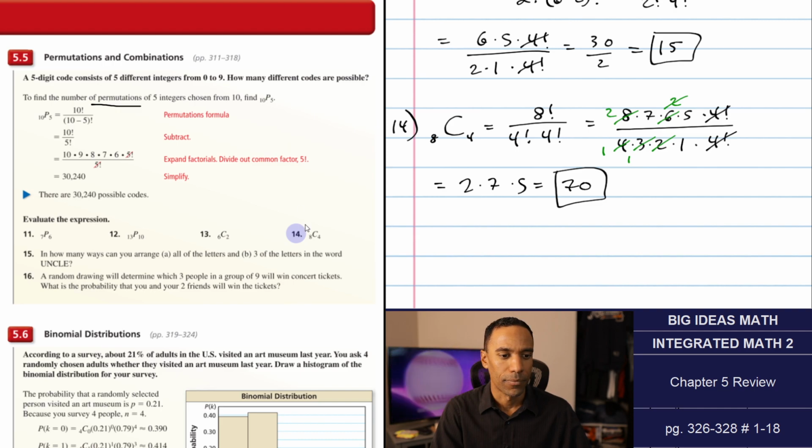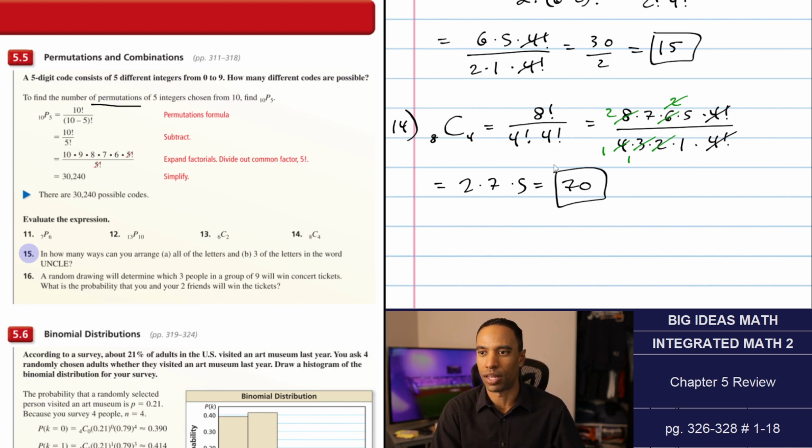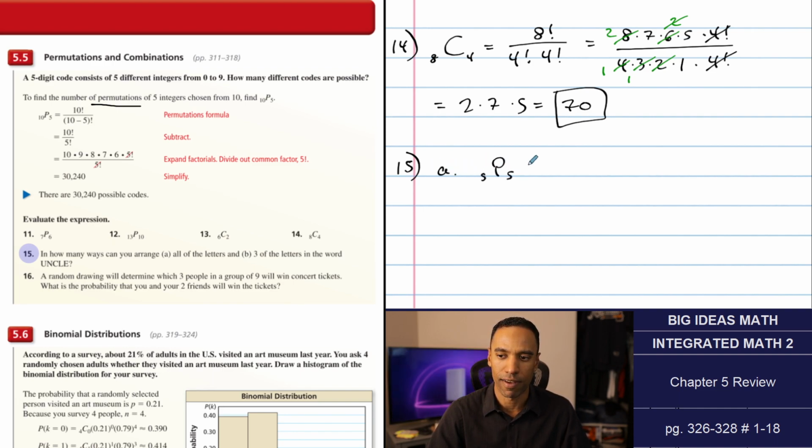Okay, number 15. In how many ways can you arrange all the letters in the word uncle and 3 of the letters in the word uncle? This is where order clearly matters when they talk about arranging the letters in the word. So for part A, all of the letters, that's 5 pick 5, which is the same as 5 factorial, and that number is 120. 120 different ways for arranging all of them.